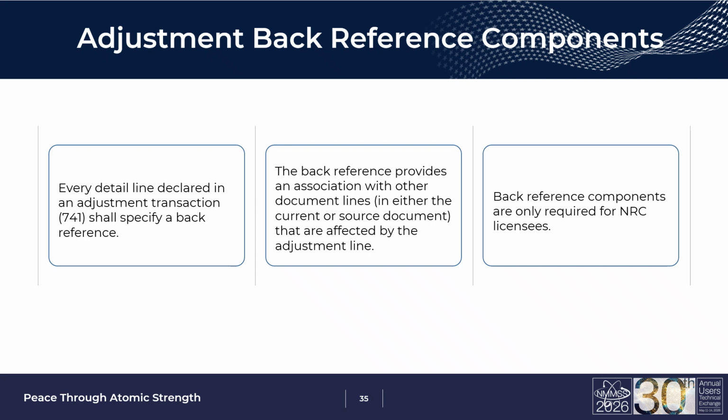The back reference component is another feature to consider when reporting DOE NRC Form 741 adjustments to NEMIS. Every detail line declared in an adjustment transaction, a 741 form, shall specify a back reference. The back reference provides an association with the other document lines in either the current or the source document that are affected by the adjustment line. Note that reporting of the back reference component is only required for NRC licensee facilities.